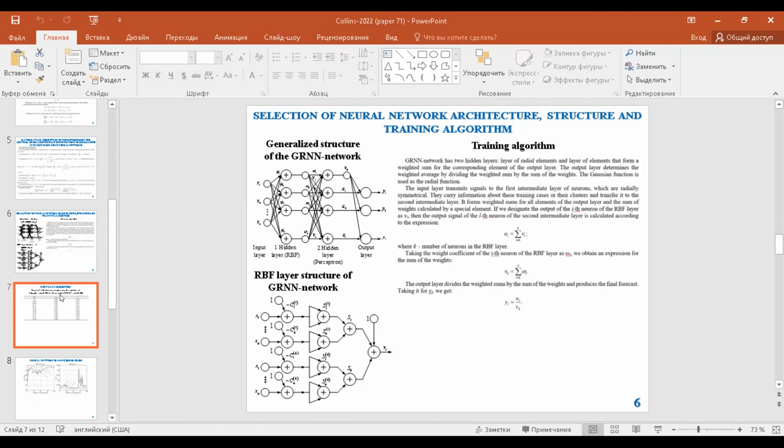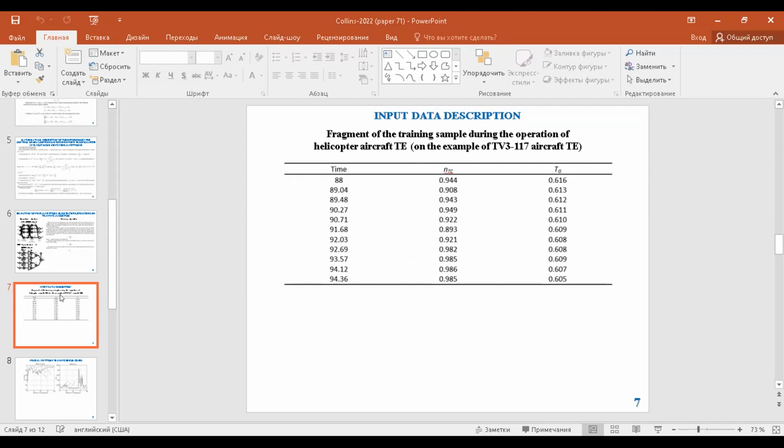The following aircraft turboshaft engine thermogas dynamic parameters recorded on the helicopter board are used as input data in this work, reduced to absolute parameters according to the theory of gas dynamic similarity developed by Professor Valery Augustinovich. This is gas generator rotor RPM, gases temperature in front of the compressor turbine.